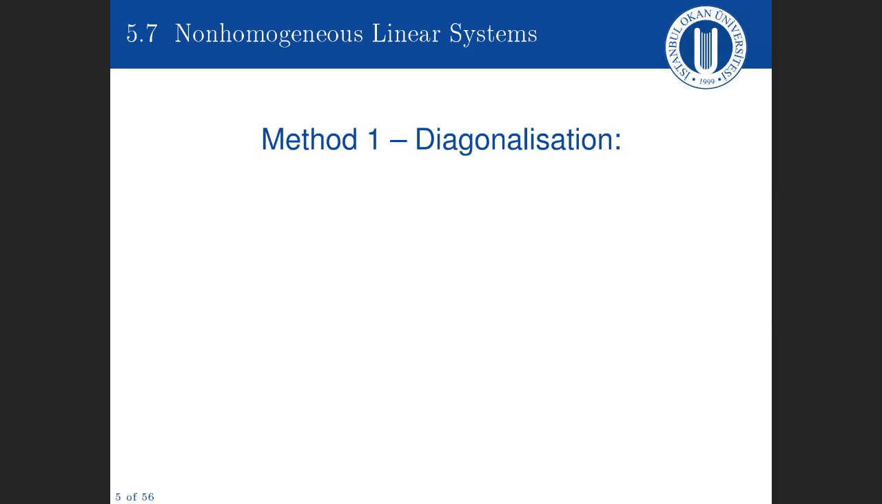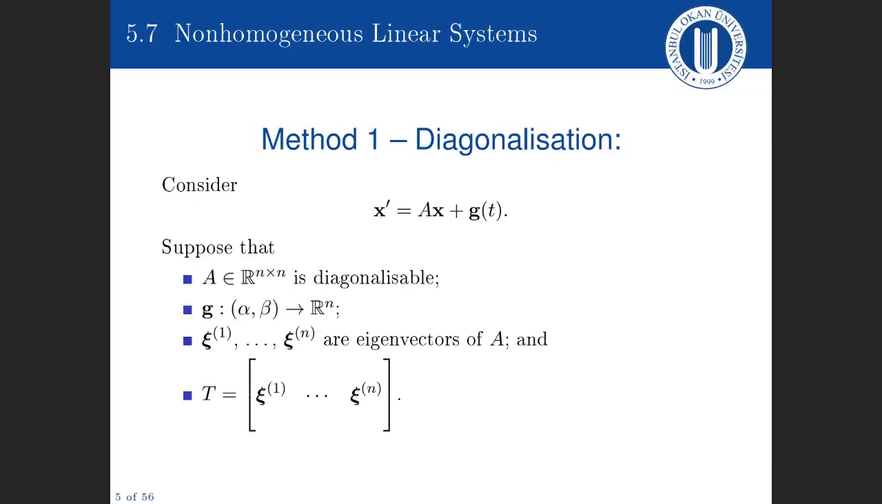Let's talk about method one. How can we use diagonalization of a matrix to solve a non-homogeneous linear system? For this method, let's suppose that we're looking at x prime is equal to Ax plus g, where A is a square constant matrix. g is some vector valued function defined on an open interval.